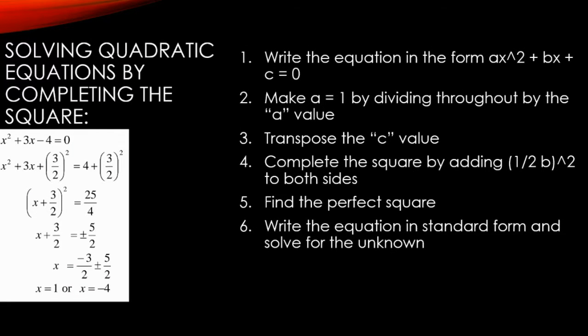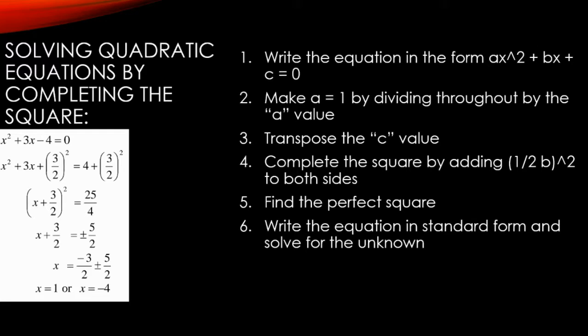Solving quadratic equations by completing the square. This is by far the most complicated, so be careful and do this step by step to ensure that you do not make a mistake. First step is to write the equation in the form ax squared plus bx plus c. Second step is to make a equal to 1 by dividing throughout by the a value. If the a value is already 1, you can skip this step.